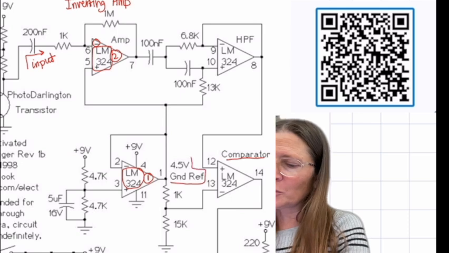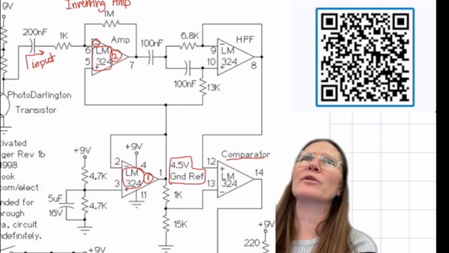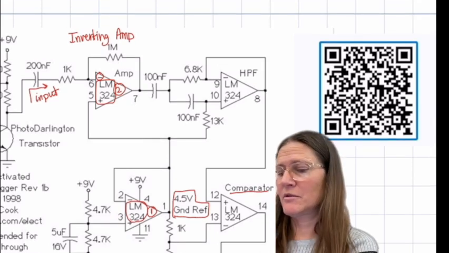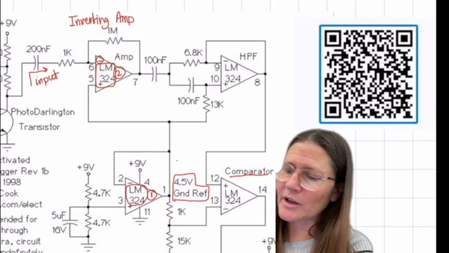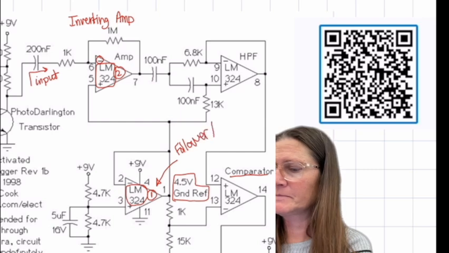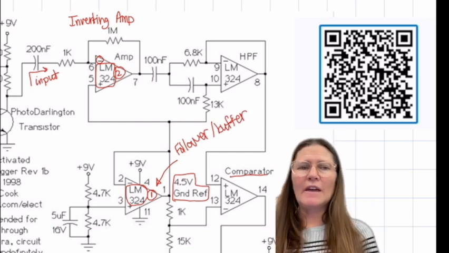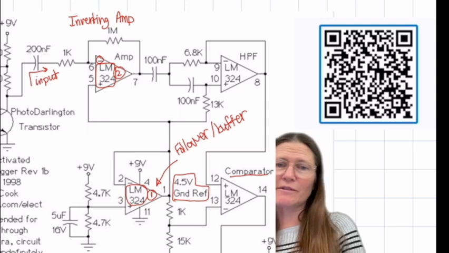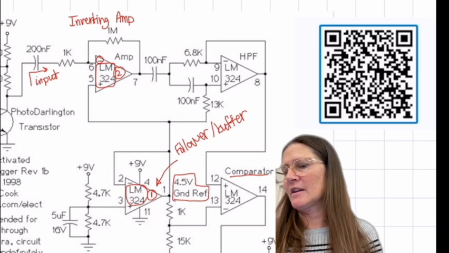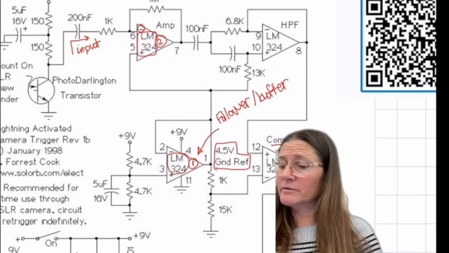And this gives you a clue that this is your ground reference. So that's actually acting as kind of your reference of ground there. So that would be an inverting amp. This one is a voltage follower or buffer. And that's being used to actually create that reference ground that the rest of the circuit is using. So that one's a follower.